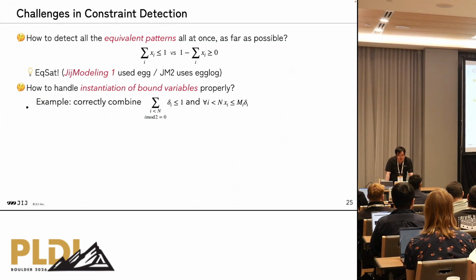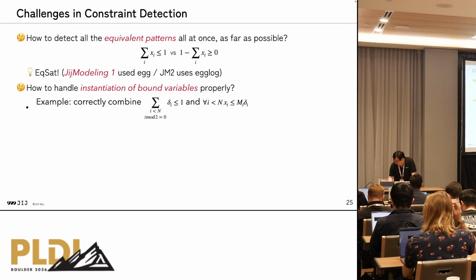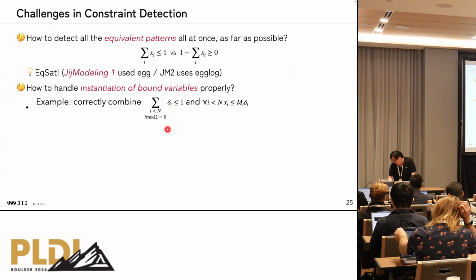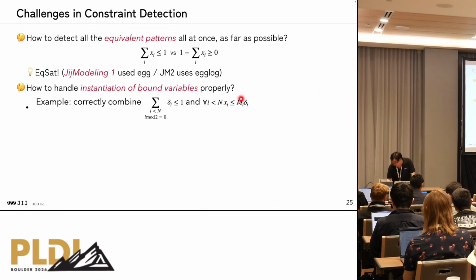And the second challenge is more subtle. How do we handle instantiations of bound variables correctly? For example, to detect an SOS1 constraint over general non-negatives from constraints like this, we must combine information from the constraint on binary variables here on the even i's and the upper bound constraints, the parameterized upper bound constraints.